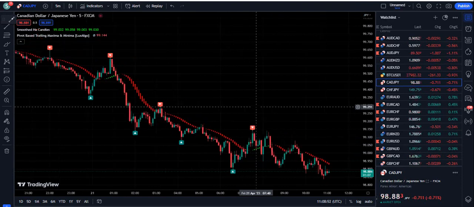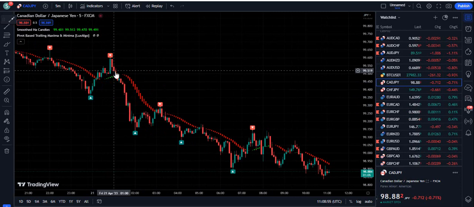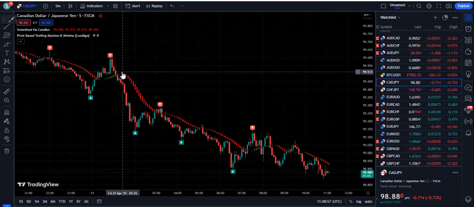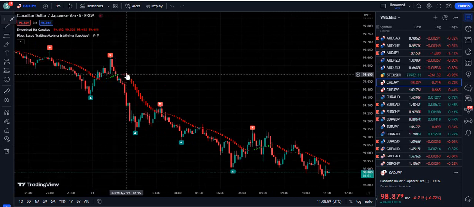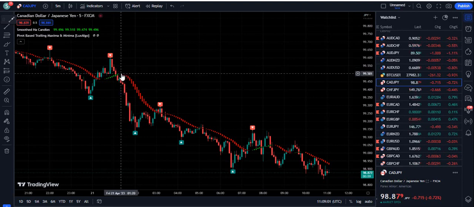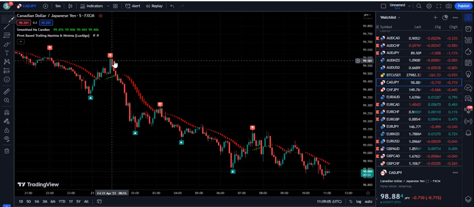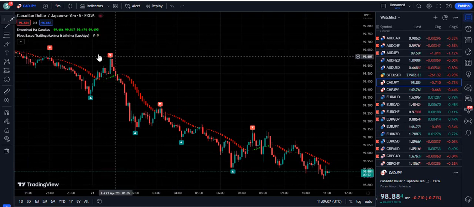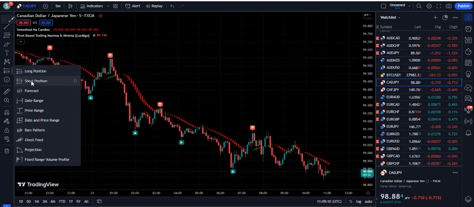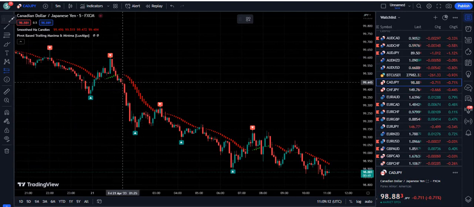Okay, so what are the entry rules? The entry rules are very simple. First of all, we will wait for the market to give us a red candle based on the smoothed Heikin-Ashi candles. Okay, and the second confirmation that we will look for is that we also have a sell signal already running from that indicator. We can go short. Okay, so for example, this is the signal.